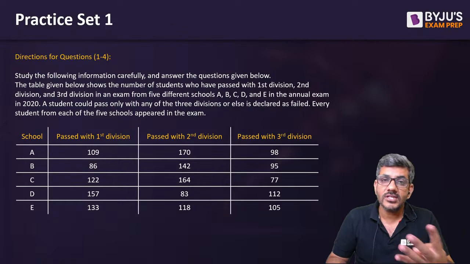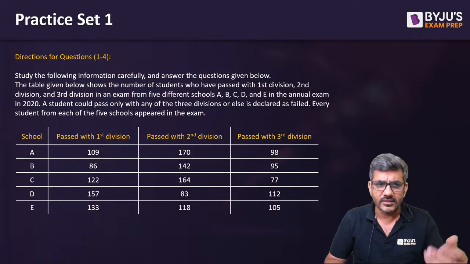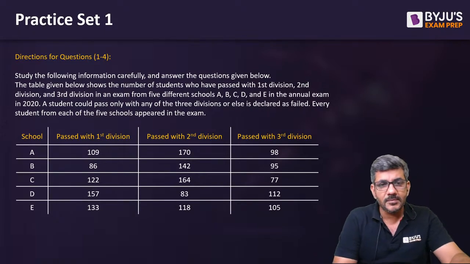और appear करने के बाद चार ही possibilities हैं: first, second, third division या फिर fail, which is kind of zero division, you can say so. Now what are the questions based upon it? Straight away I'll move on to that. सीधा questions पे आते हैं.